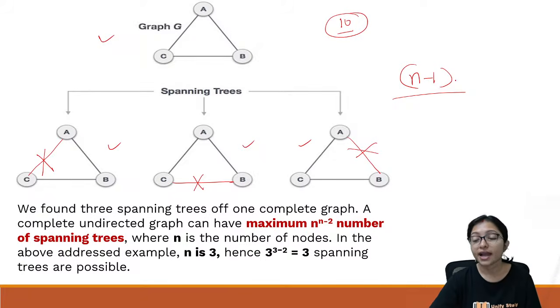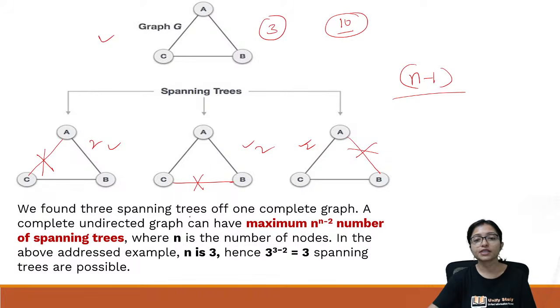Okay, so in a spanning tree, how many edges are there? There should be n minus 1 edges. You can see there are a total of 3 vertices. That's why in every spanning tree there are 2 edges, right? And we found 3 spanning trees here.